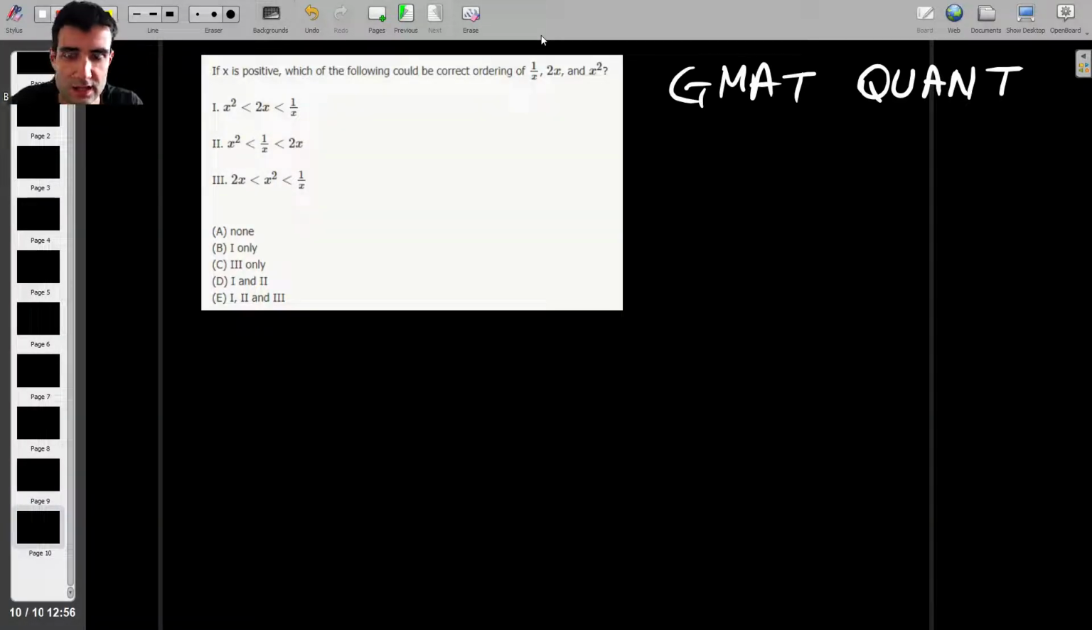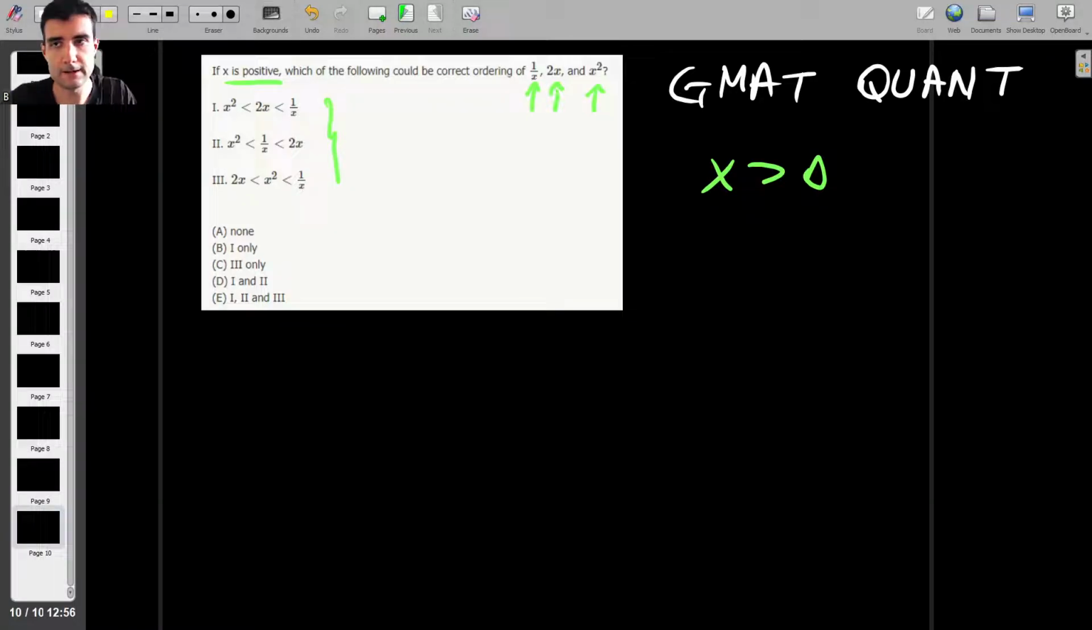So let's read this and let's see how we should approach it. We know that x is positive, so let's write that down like this. X is greater than 0. And the question is, which of the following three options could be the correct ordering of 1 over x, 2x, as well as x squared?